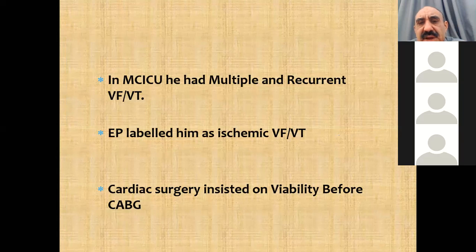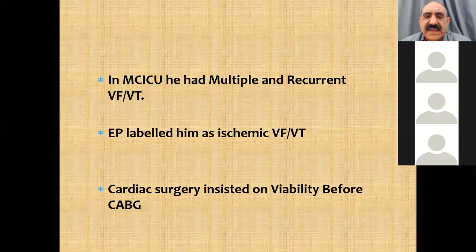The patient had multiple arrests in the MCICU because of arrhythmia, VT, VF, and he was seen by electrophysiology, and they labeled the type of ventricular arrhythmia as ischemic in origin. But the cardiac surgeon refused to take this patient to the OR unless we proved that this patient has viable myocardium. The echo was not really rewarding.